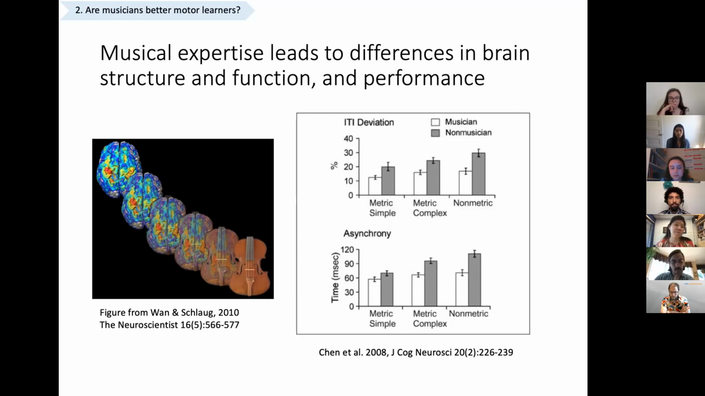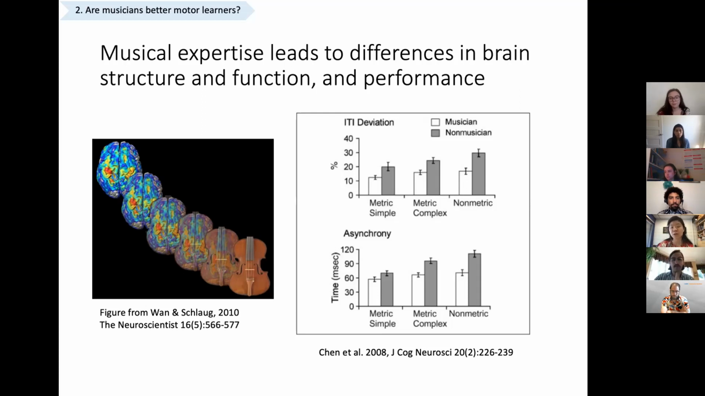And this might not be so surprising because part of what a musician, a music student, or someone who has musical expertise does is listen to music, synchronize, and play along with their peers in an orchestra or an ensemble. So all this training, we think, transfers to performance on this task.